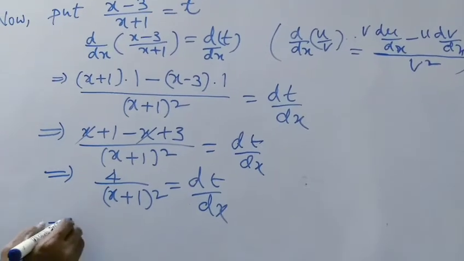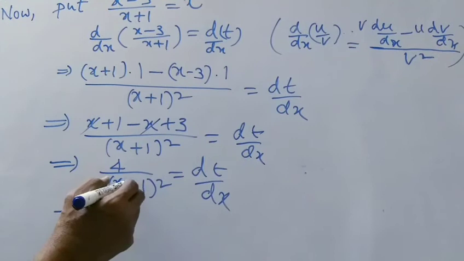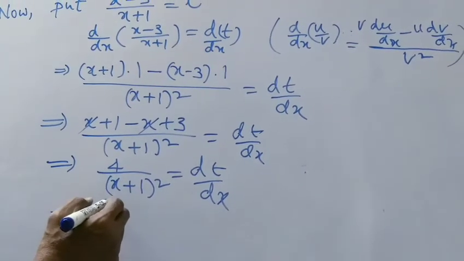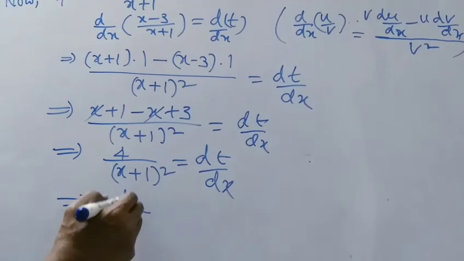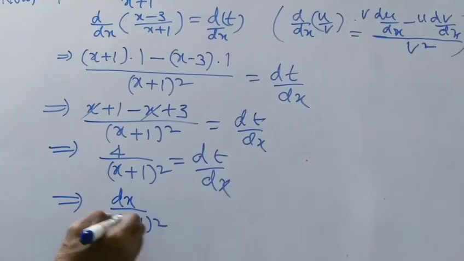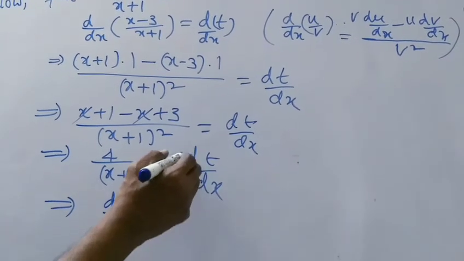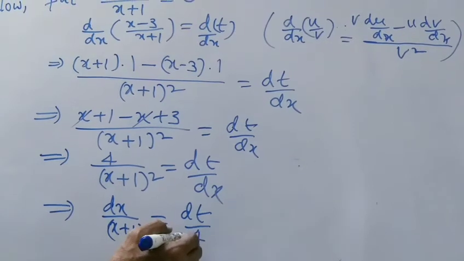By cross multiplication we have dx by (x plus 1) whole square is equal to dt by 4.